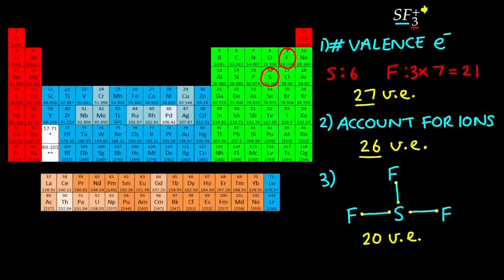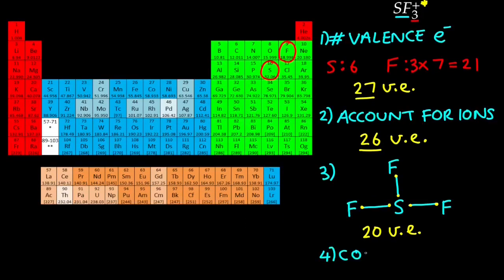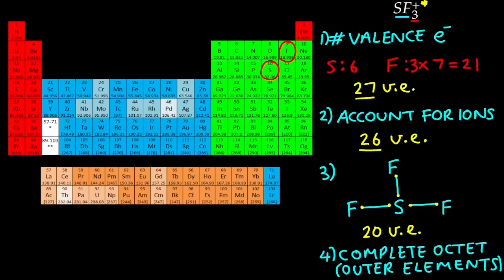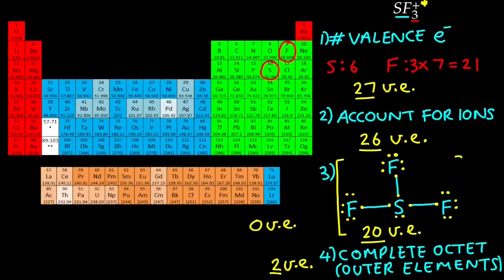And now we assign the remaining valence electrons to the outer elements to get a complete octet of 8 electrons. So here we add 6 electrons to the fluorines, because there's 2 shared electrons in each bond, such that fluorine has a complete outer shell of 8 electrons. And now we assign the remaining electrons to the central element to complete its octet. And given we have a positive charge, this is our final Lewis dot structure.